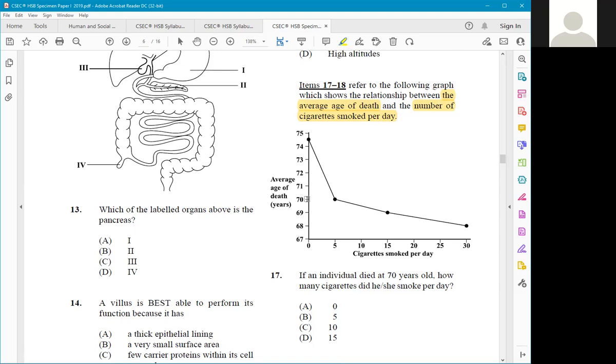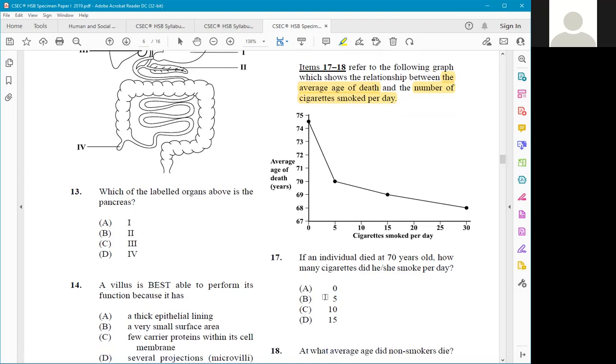But okay, if we follow from 70 going across, we notice that the age going across this entire line here would be that age. The number of cigarettes smoked where the line intersects would be about 5. So coming back to our options, there's 0, 10, 5. The correct answer would be B. A 70-year-old person, 5 cigarettes per day.